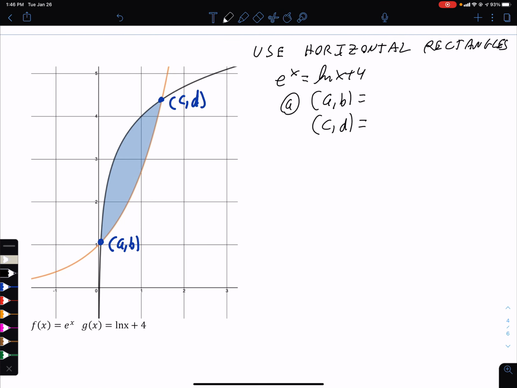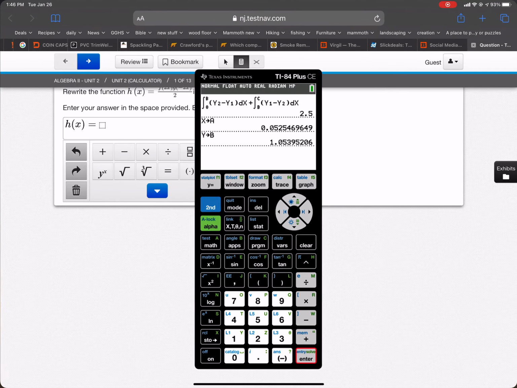Now on these, I want to put those numbers in. So I had 0.5254696, and the y coordinate 1.05395. Yeah, it was something like that. Now let's find the other one.